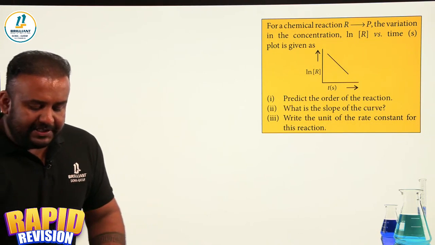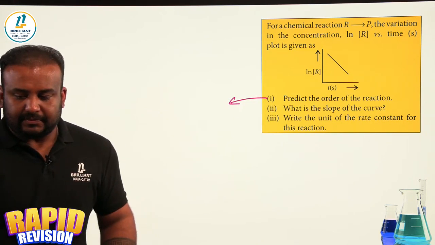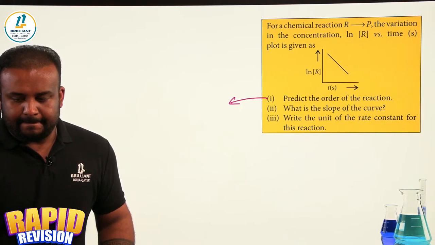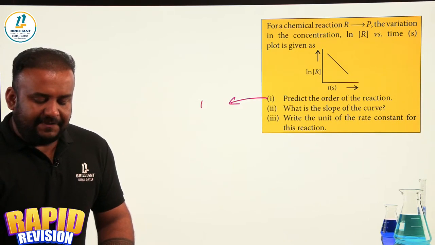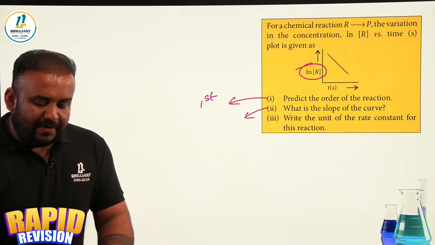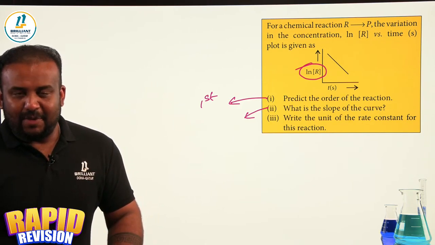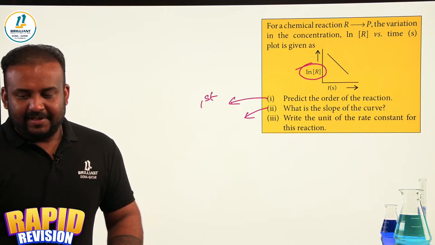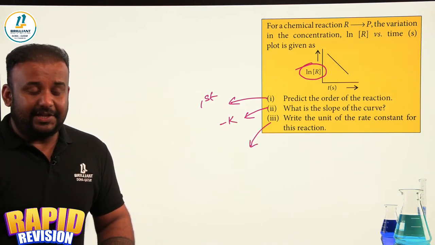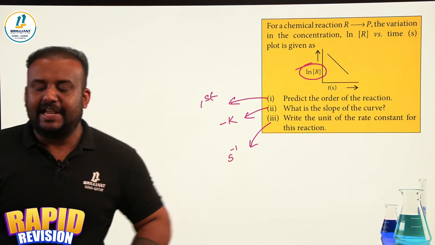Quickly tell me, what is the order of this reaction? Order of the reaction. Yes, it is first order. Look at the coordinate. The coordinate is log r. So it should be first order. What is the slope of the curve? Slope of the curve. Yes, very good. Minus k. Write the unit of the rate constant. It is first order. First order's unit. What is the unit of rate constant? Second inverse, isn't it? Second inverse.